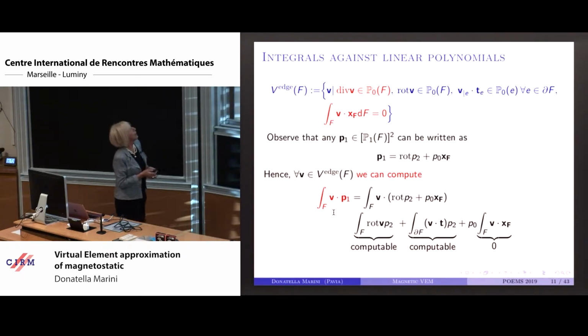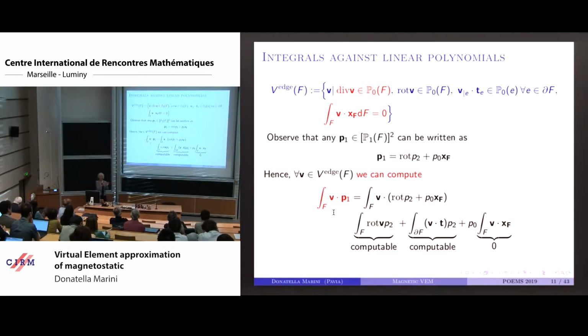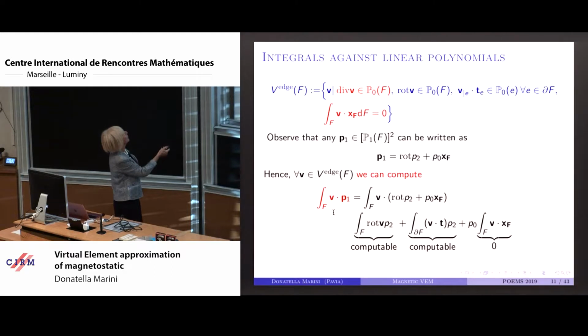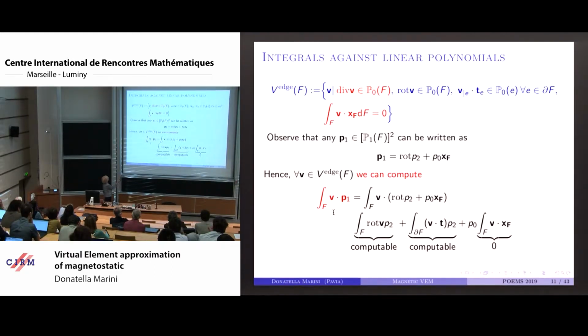What can we compute? Well, we can compute for functions in here, just knowing the constant tangential component on the edges, we can compute integrals against vector polynomials of degree 1. This is important because this will allow to compute the projection onto linear polynomials. Indeed, this is the simple proof. By decomposition of polynomial, any polynomial of degree 1 can be decomposed in this way. Rho P2 plus a constant times xf.